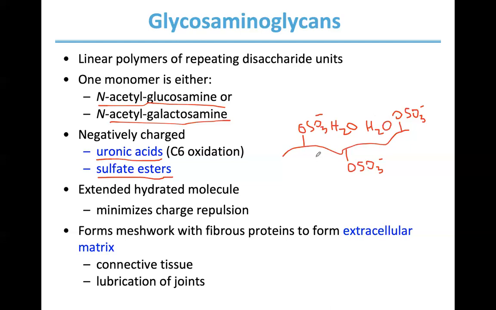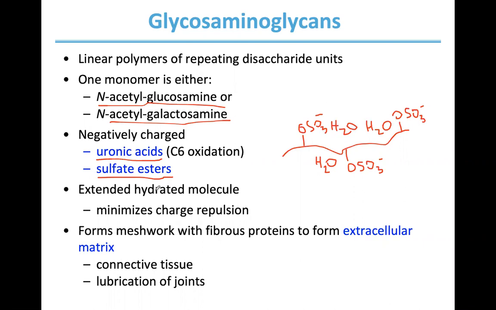to block the Coulomb repulsion between them, right? To block the electrostatic repulsion. Remember, water has a very high dielectric constant, and high dielectric constant blocks the interaction between charges. And so water, when it inserts in between these charges, minimizes the repulsion between them.